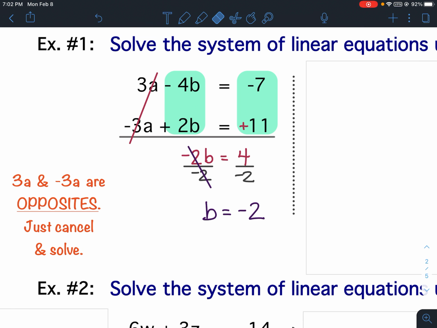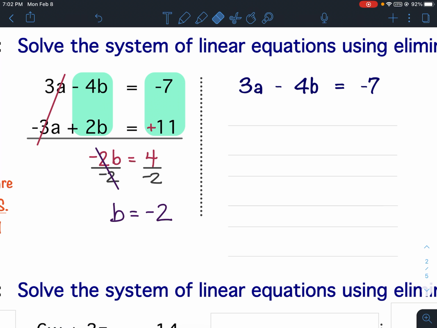Right, now that we know what the value of b is, we need to substitute it into either one of the equations and solve for a. If you were doing this all by yourself, it wouldn't matter which one you substituted it back into, but because we're doing this together, I'm going to use the top equation. So everybody needs to rewrite the top equation: 3a minus 4b equals negative 7.